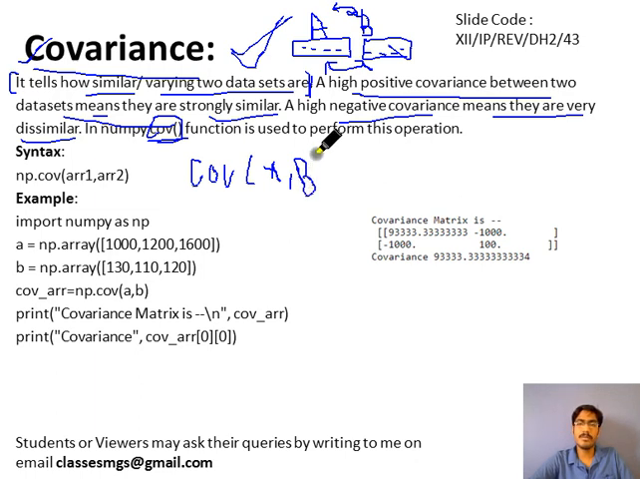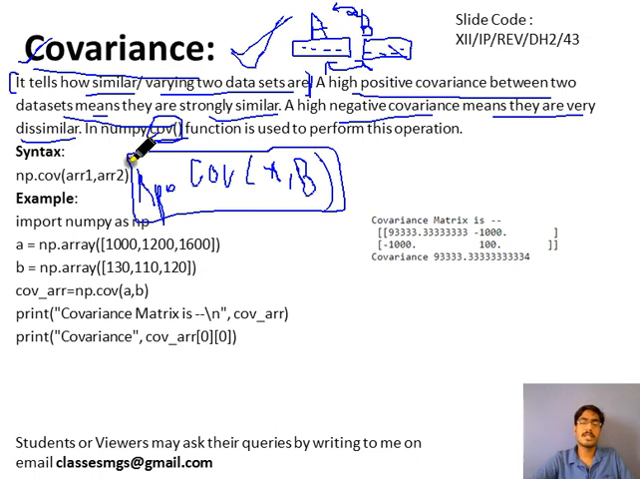So you should remember this line. The syntax of the np.cov function is sufficient, because a question of 1 or 2 marks may be asked: what is the function in numpy that can be used for finding the covariance? So you will say np.cov(array1, array2).